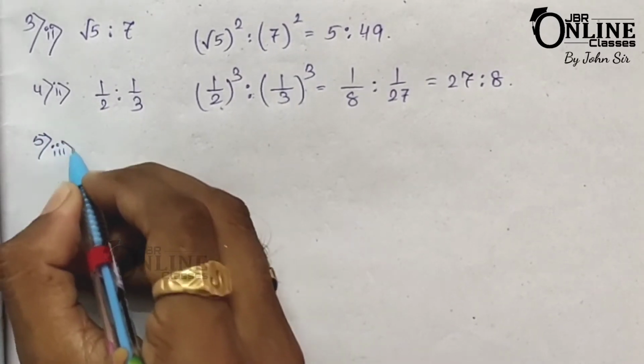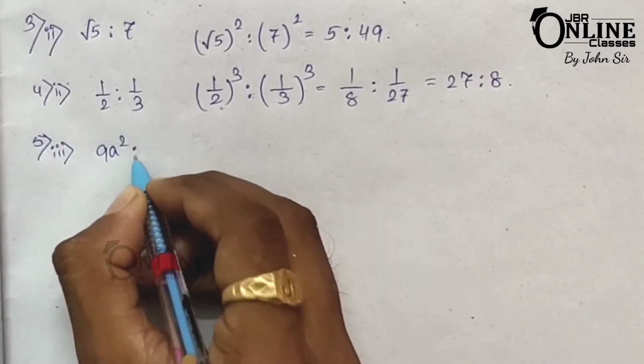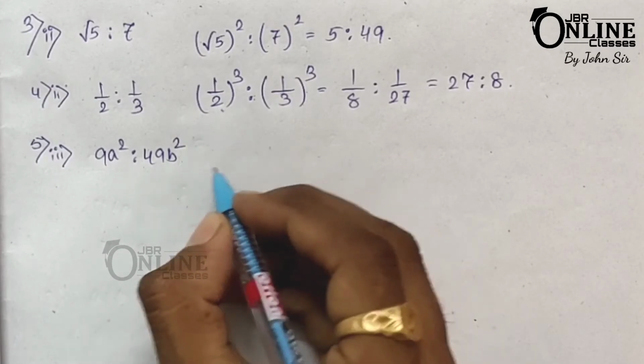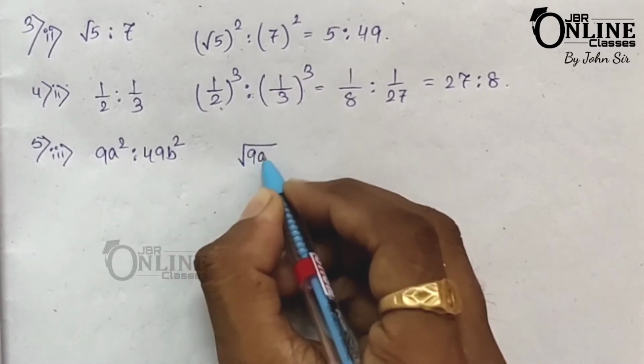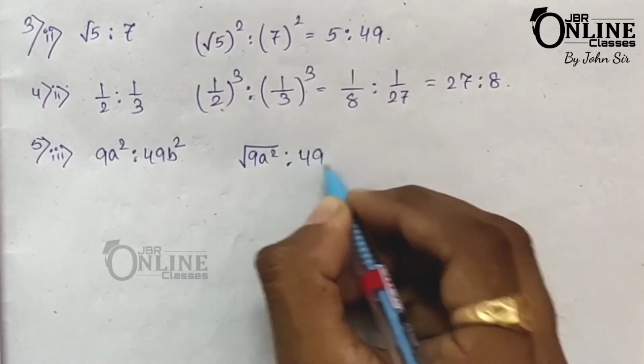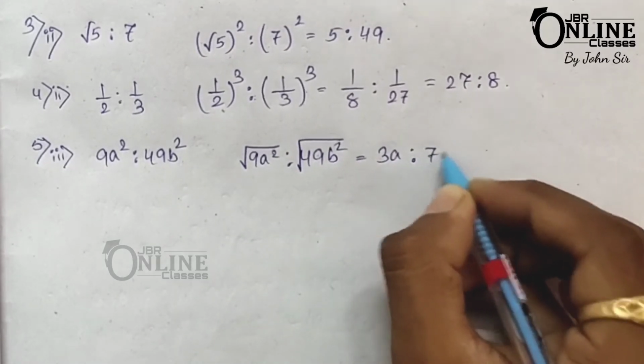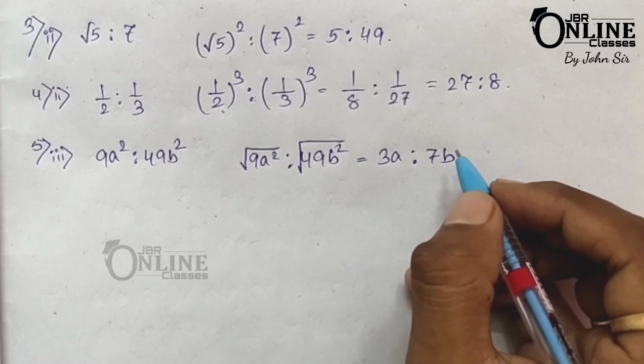So in sum number 5(3), it's 9a square is to 49b square. Now you have to find out the sub-duplicate ratio. To find the sub-duplicate ratio, just take the square root of both terms, so that equals 3a is to 7b. So 3a is to 7b is the final answer.